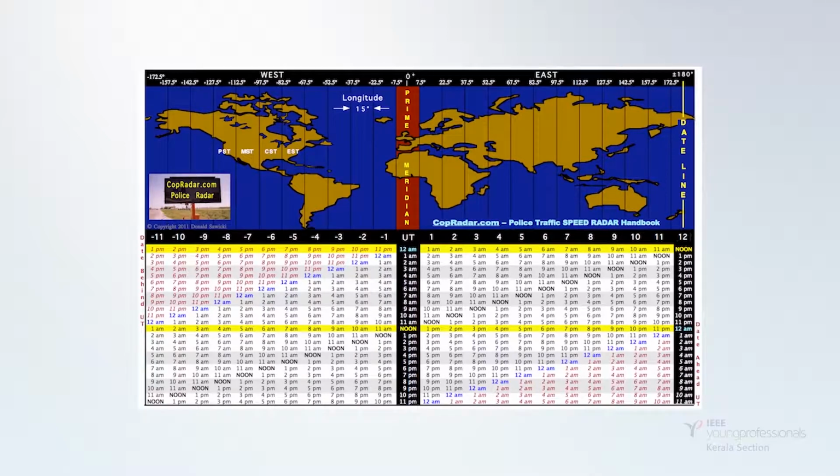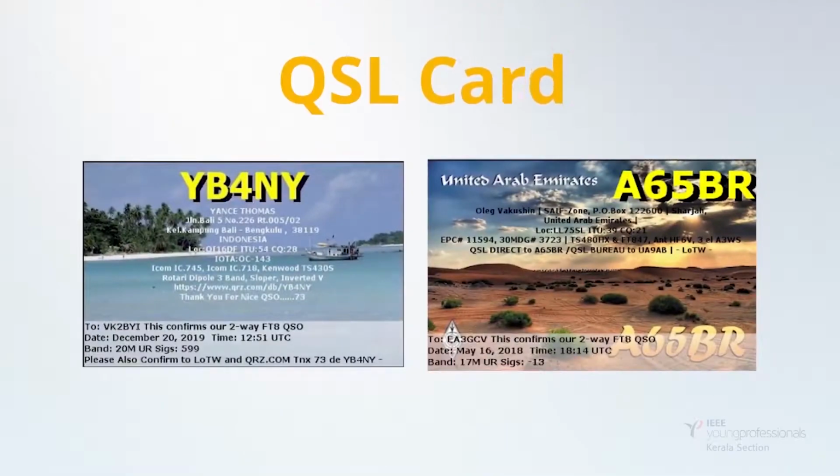Once we have recorded our communication with the other ham operator, we can request them to send the acknowledgement card, which we call a QSL card, from the other person to confirm the communication, and we can keep those cards as a collection. Usually the ham contest uses these QSL cards or electronic QSL cards called EQSL cards to find the winner of the contest.